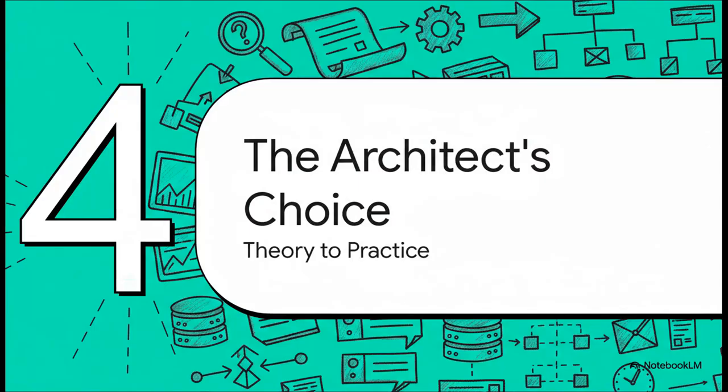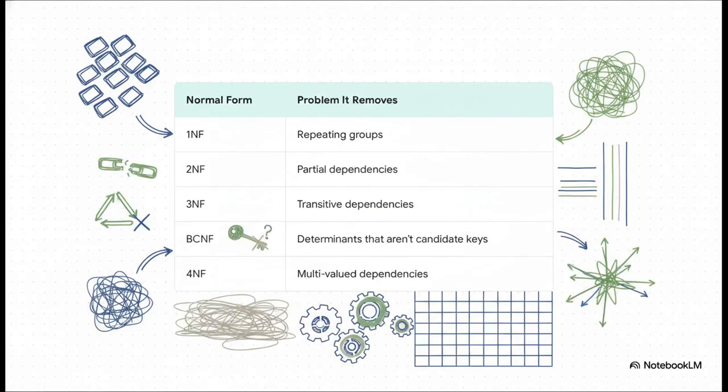Okay, so we've solved all the clues. But how does a real-world database architect decide how far to go with all this? When do you stop? Let's take all this theory and turn it into a super practical decision-making flow. This table right here is basically our entire case file all wrapped up. It shows you exactly which problem each normal form is designed to solve. We start with 1NF, getting rid of those repeating groups, and go all the way up to 4NF, tackling those multi-valued dependencies. Each step just brings more clarity, more integrity to our data.